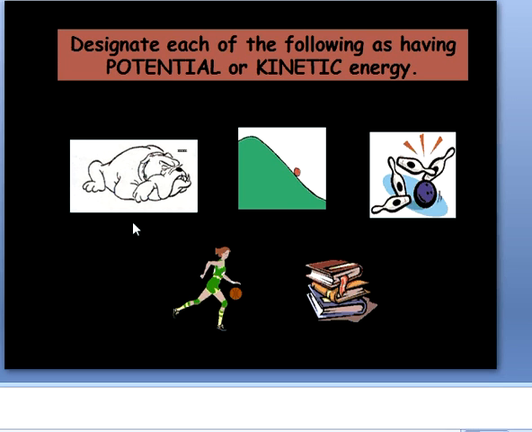So here, a dog sleeping. Certainly, wouldn't you say potential? Right now he's not doing anything. He's not moving, but he could certainly get up and run after something, and then he would be exhibiting kinetic energy. But as is, potential.